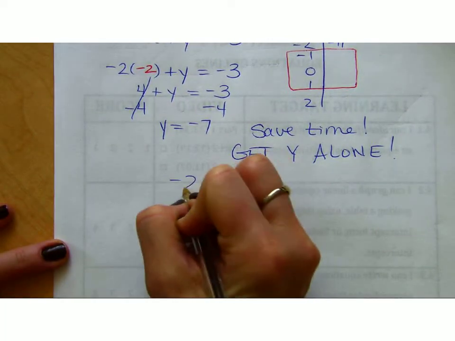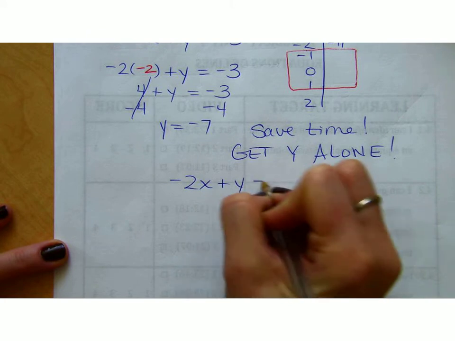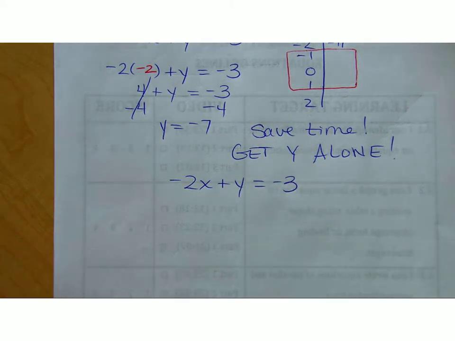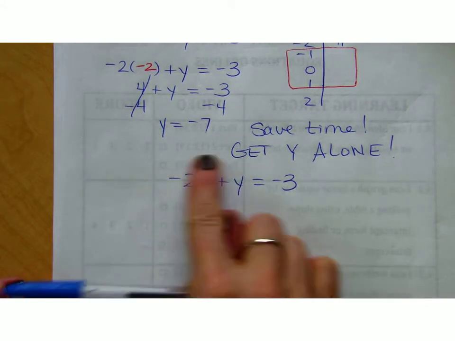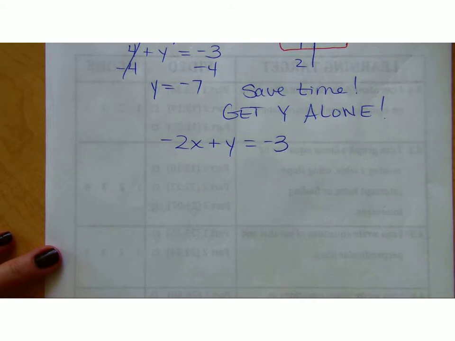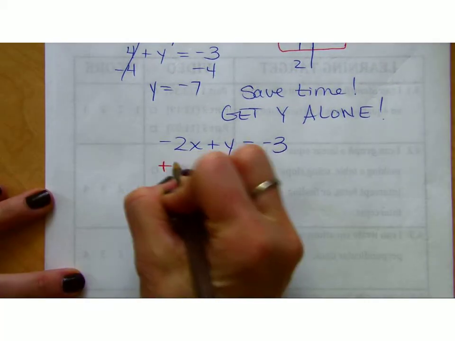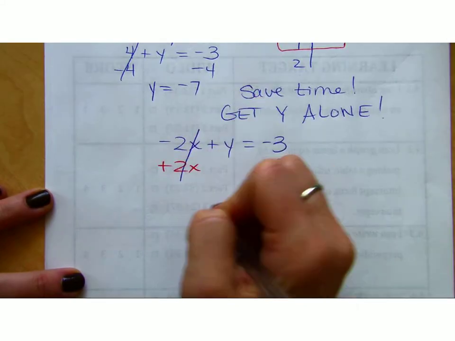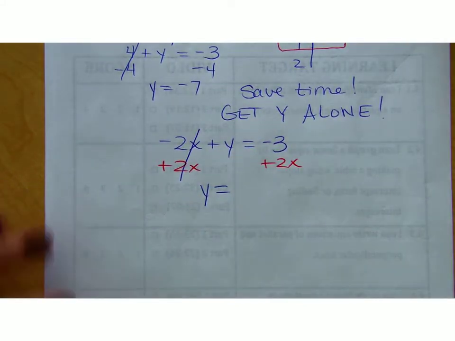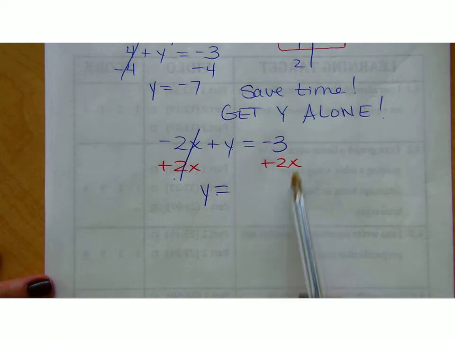So if I start with my original 2x plus y equals -3, and just think about it. I want to get y by itself. What's being added to y? A 2x. So how do I get rid of adding or subtracting 2x? I add it. So I'm going to add 2x here. I'm going to add 2x here. Now, stop here for a second. Actually, just do this. Because I canceled it here, I got y by itself, but I have a little bit of a mess over here.